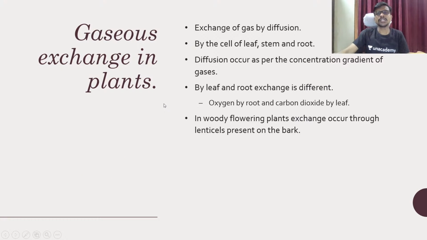See next one. Diffusion occurs as per the concentration gradient of gases. We already discussed it, so we can reduce our time here. By leaf and the root, exchange is different. Why? Oxygen by the root and carbon dioxide by the leaf. So what is different actually? Leaf always requires carbon dioxide, and your root always requires oxygen. The root does not have any chloroplast, so photosynthesis is not going on there.